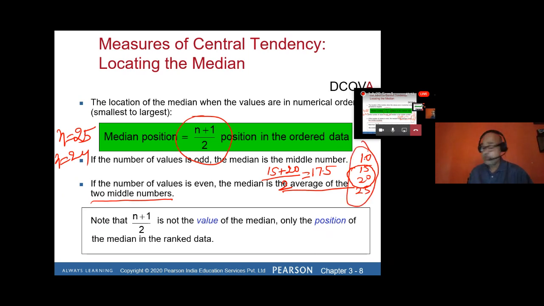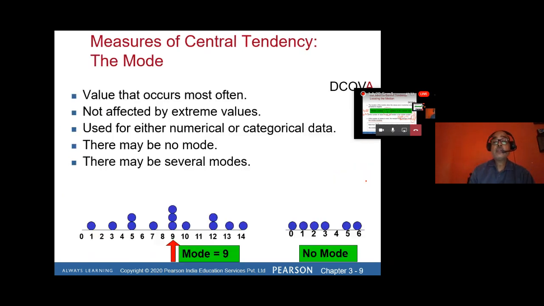Am I clear? Why have you taken the two numbers? Because if the number of values is even, the median is the average of the two middle numbers. This way you have to calculate the median. Am I clear? Fine. So as I told, the median is the 50% above and 50% below.